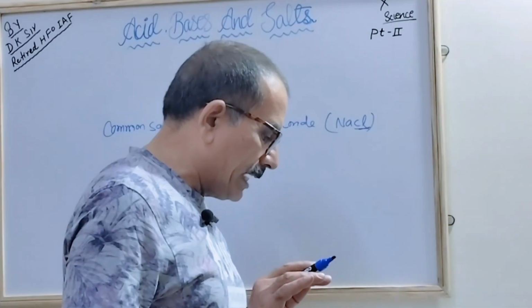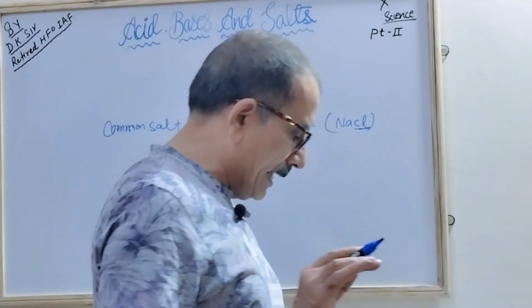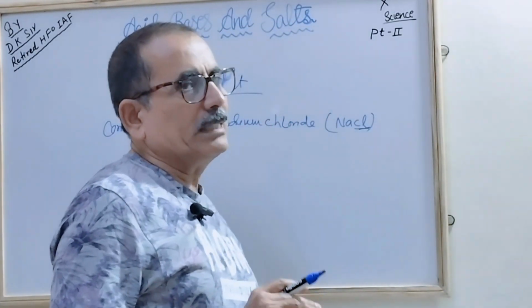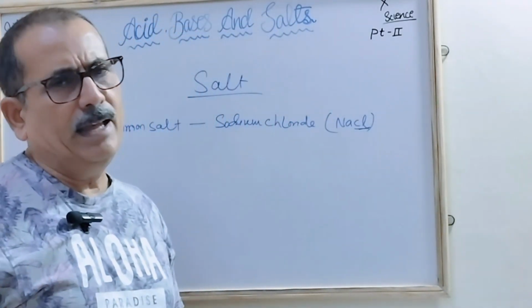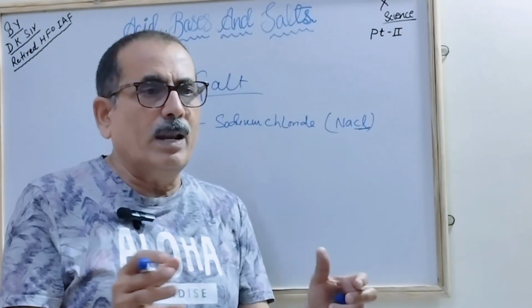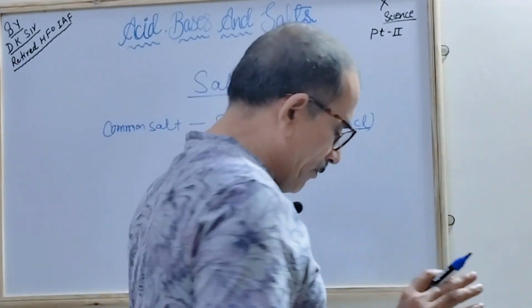The beds of rock salt were formed when the seas of bygone ages dried up. Rock salt is mined, so when rock salt is found, it is like a rock. We can cut it like mining, the way we take out coal. In the same way, the rock salt is taken out for use.